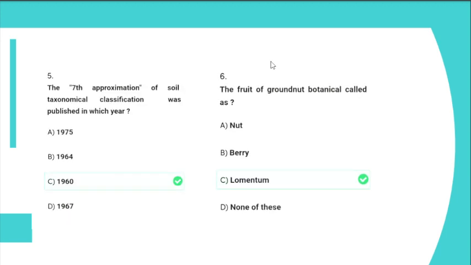Next question: the seventh approximation of soil taxonomical classification was published in which year? The answer is option C, 1960. Next question: the fruit of groundnut is botanically called? The answer is Lomentum. As you know, groundnut is technically not a nut but rather a legume, and its fruit is called Lomentum.